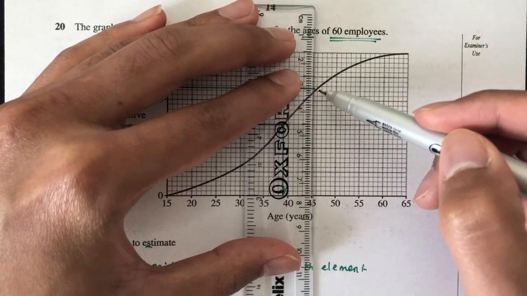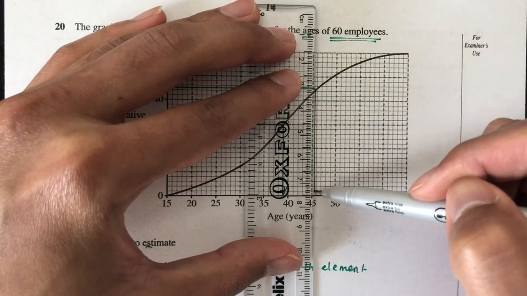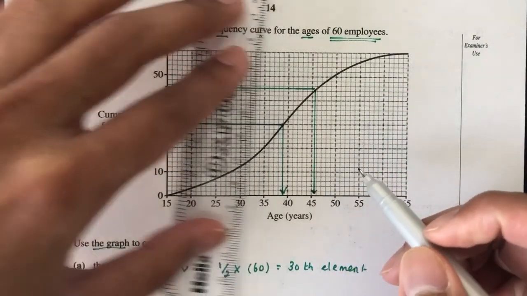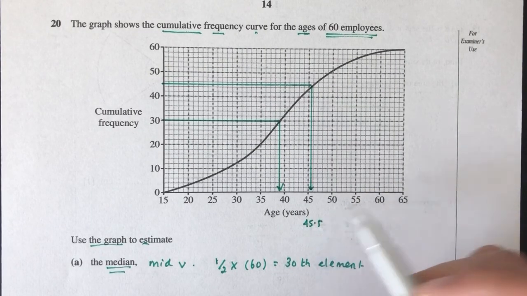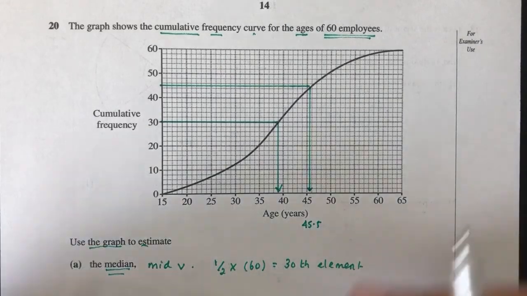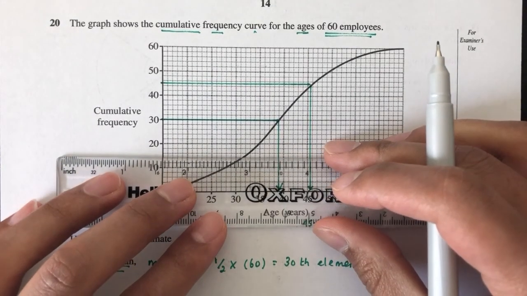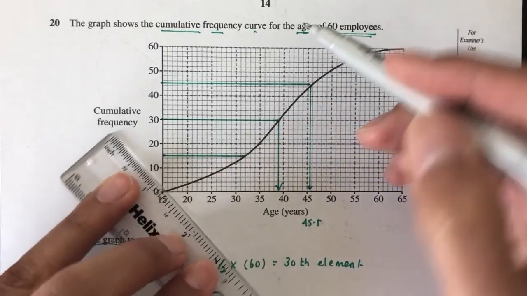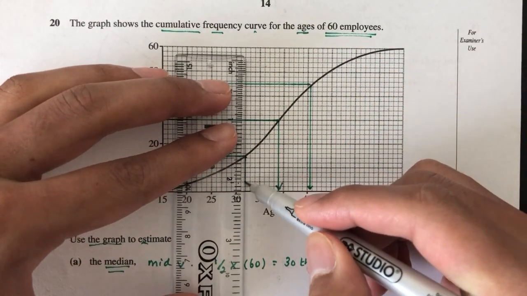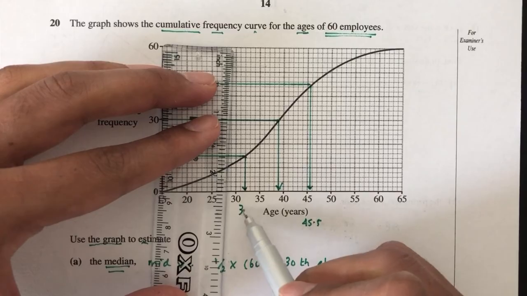So this will be the 45th element, so the value will be 45.5. And where's the 15th element? It will be between 10 and 20. So I'll draw the graph here on the line straight, and we get the value here, which is 32.